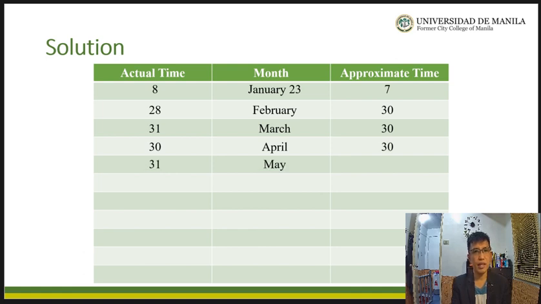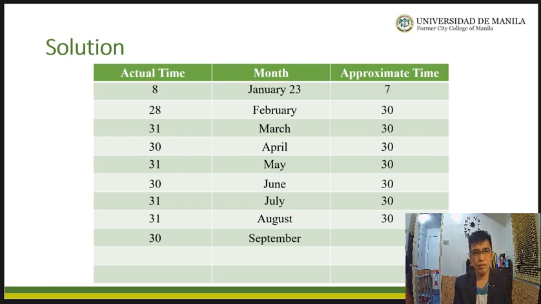For the month of May, we know that there are 31 days. So the actual time is 31. And the approximate time is 30, the same, 30. For the month of June, there are 30 days, so the actual time is 30 and the approximate time is 30. For the month of July, we know that it has 31 days, so the actual time is 31 and the approximate time is 30. For August, we have 31 days and the approximate time is 30. And for the month of September, we know that it has 30 days, so the actual time is 30 and the approximate time is 30.